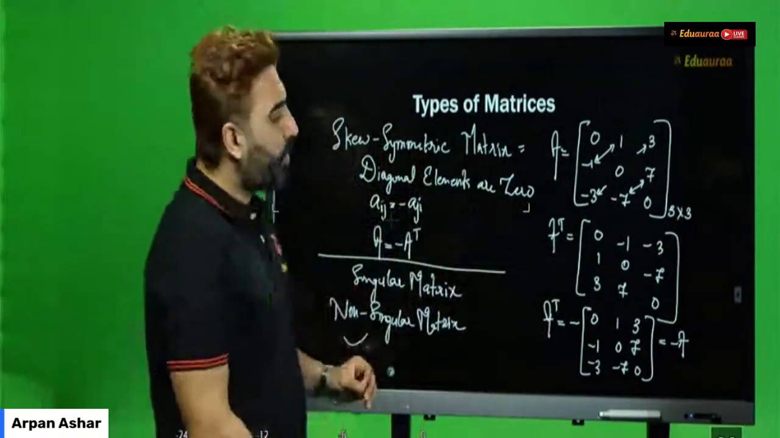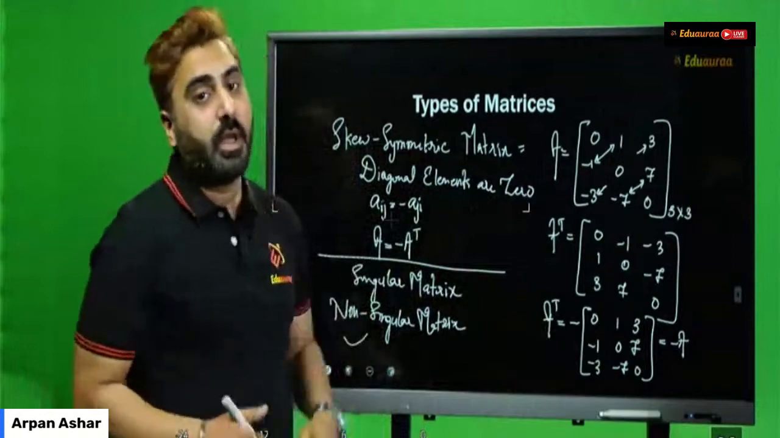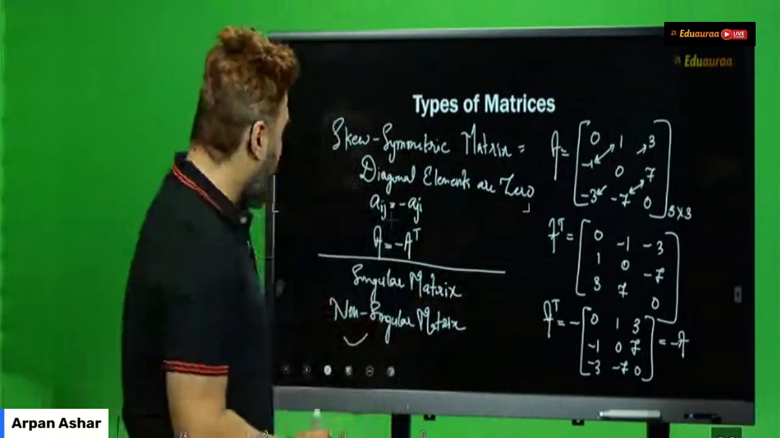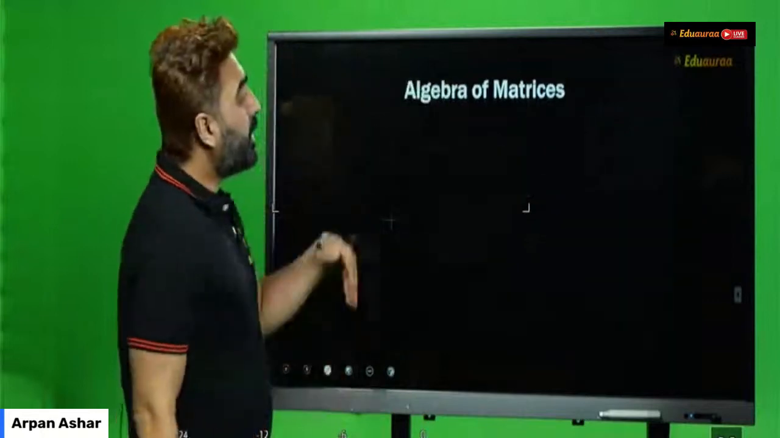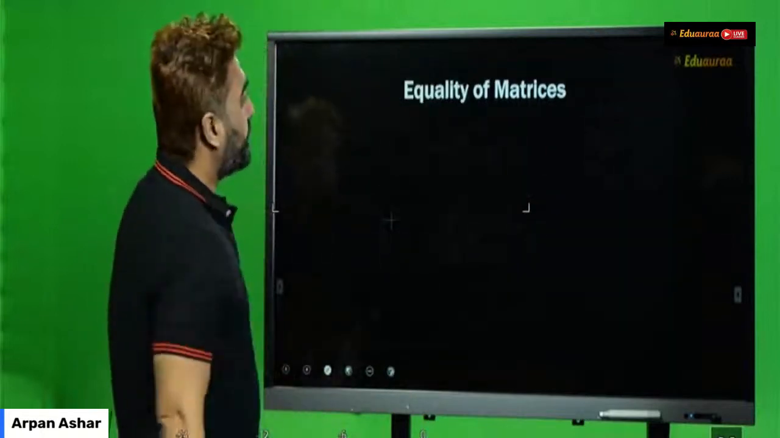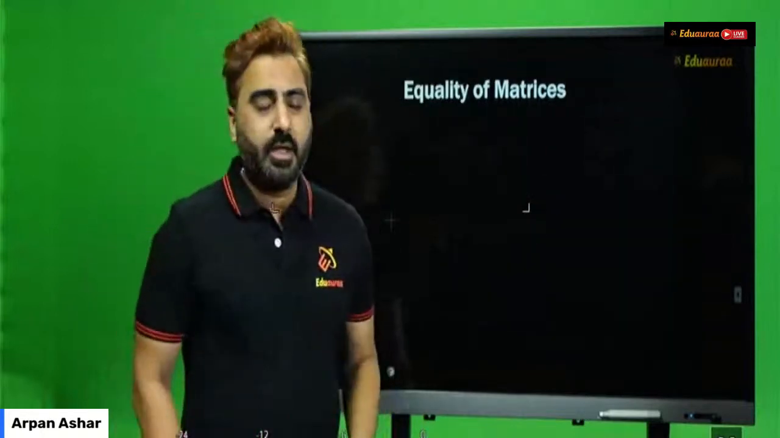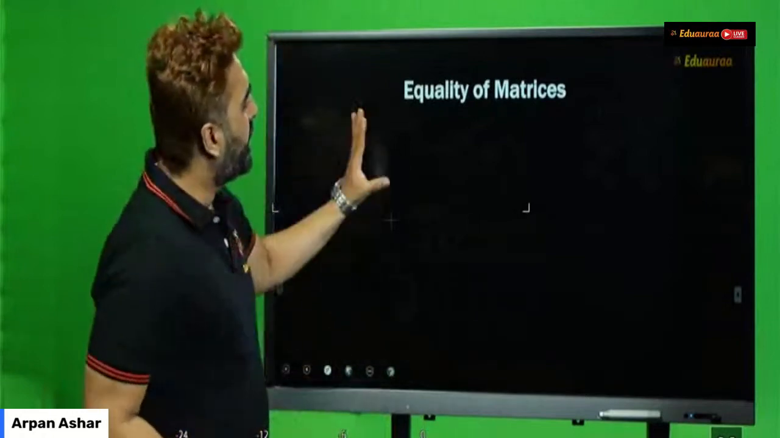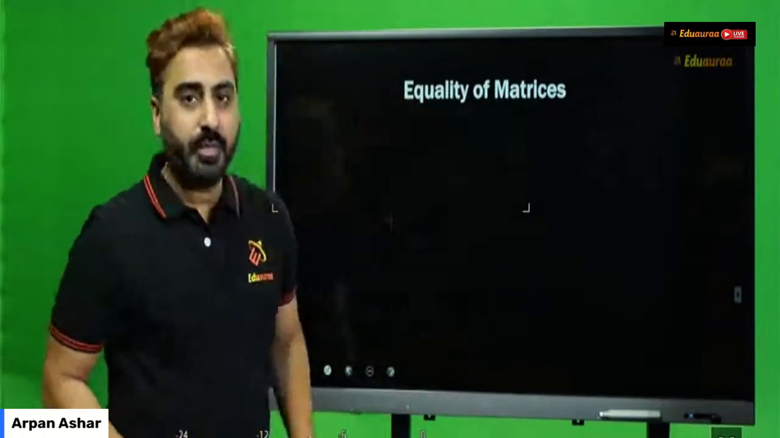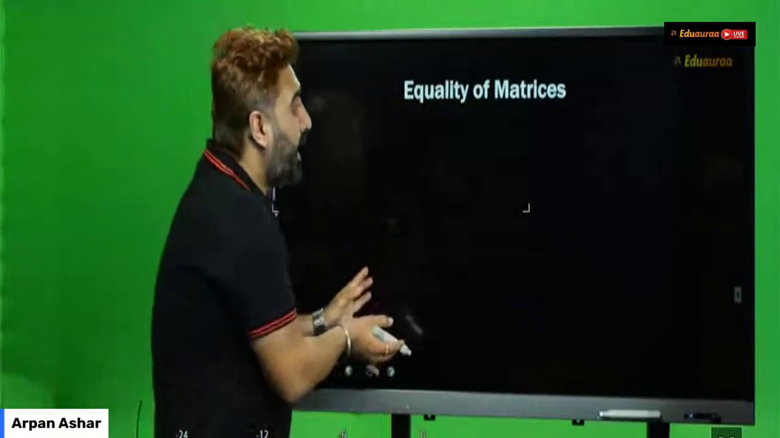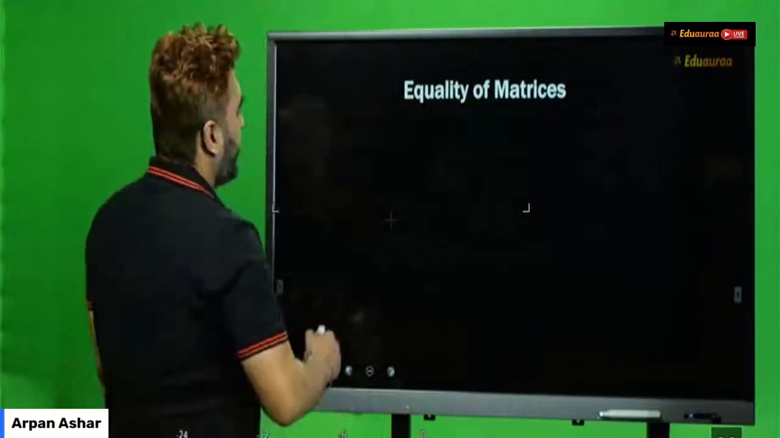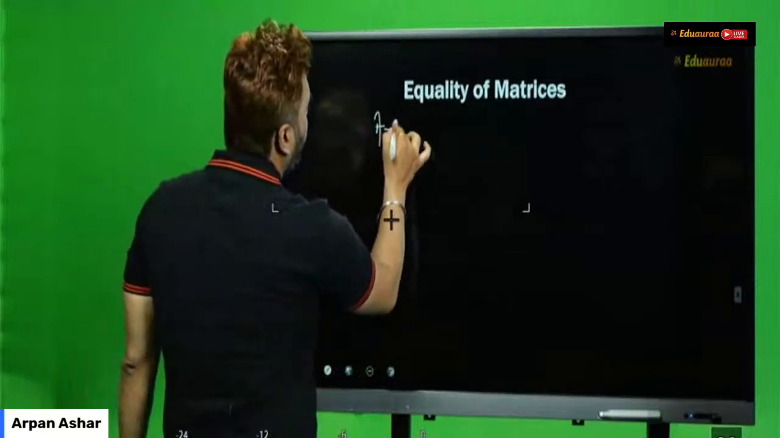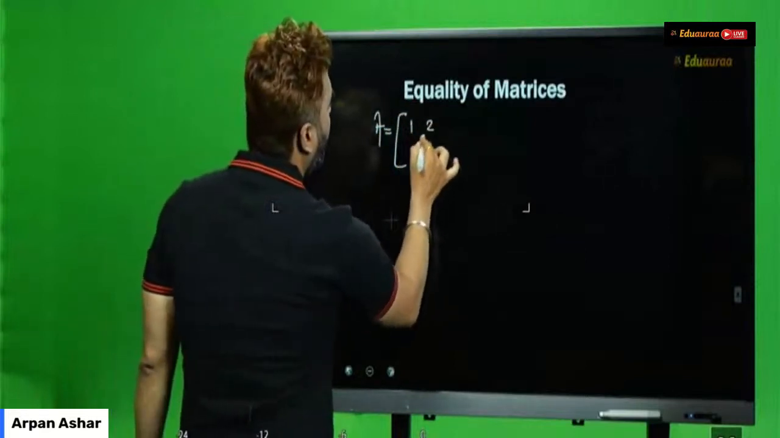So students, this was about your types of matrices. After types of matrices, we have something called equality of matrices. What is equality of matrices? First of all, students, let me write a few examples, then you can directly understand what equality of matrices is. So let's say we have matrix A: 1 2 3 4.